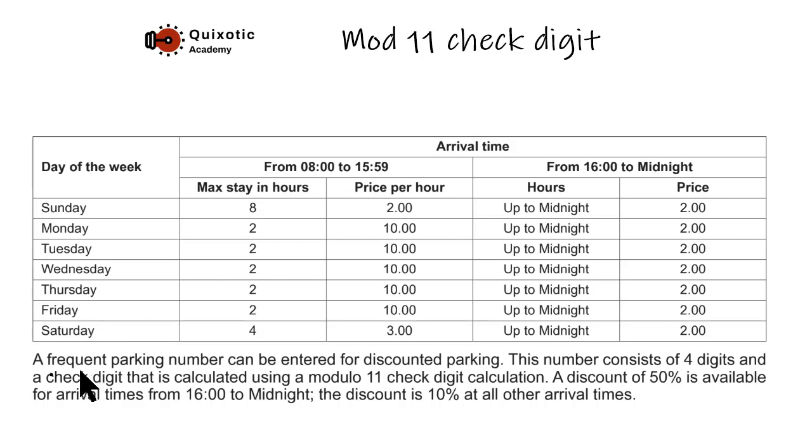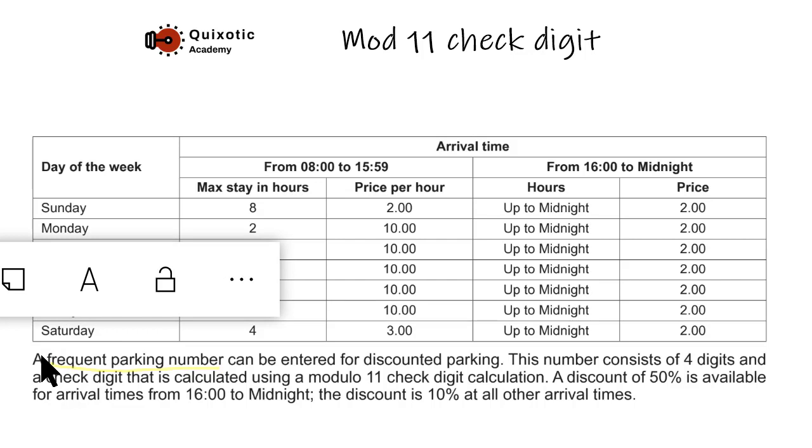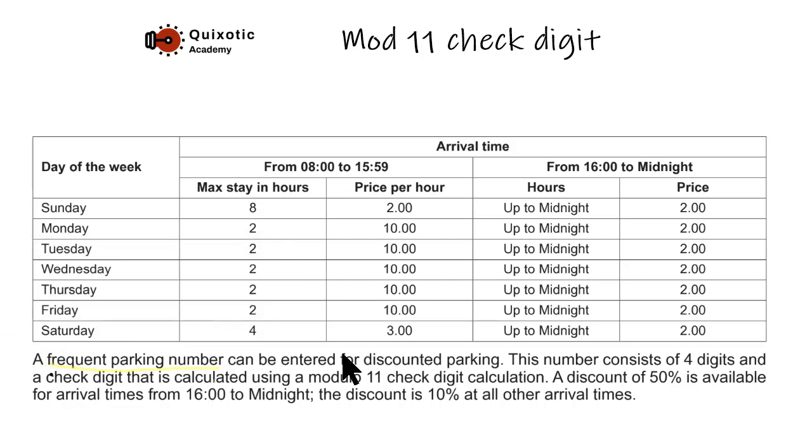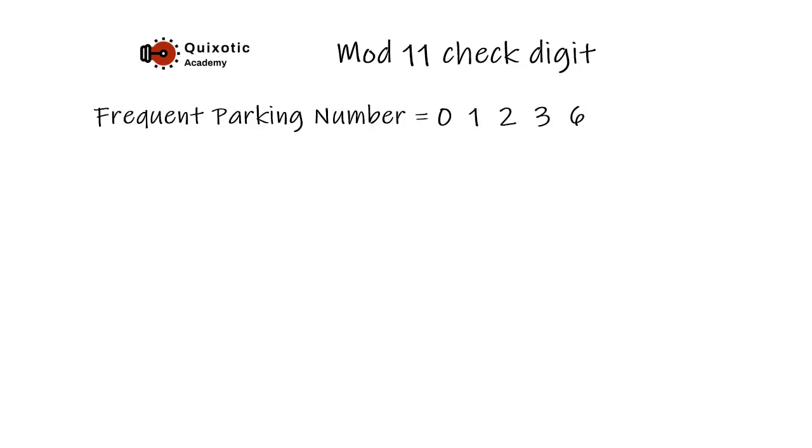A user can enter a frequent parking number for discounted parking, and the number should have a total of 5 digits. 4 of them will be original digits and the last one, the fifth number, will be a check digit. So we have to calculate the check digit using mod 11 check digit calculation and verify if the user has given the correct number.